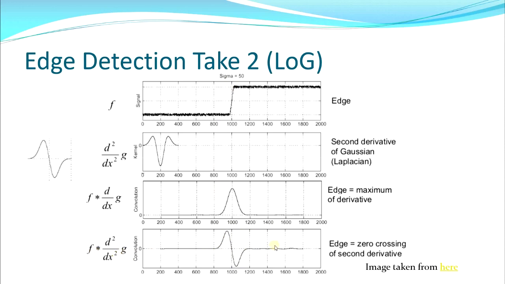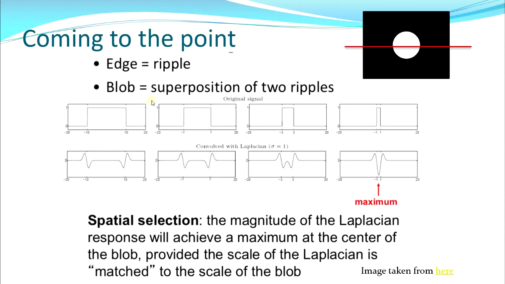So coming to the point, now you can take this as a blob over here. Suppose this is a white color patch and there is black around. So this is something like a blob. When I take a row of this blob to understand in 1D, it will look something like this: black, black, black, black, suddenly white, black, black, white, black. Now let us see what happens when we convolve this with the Laplacian operator.